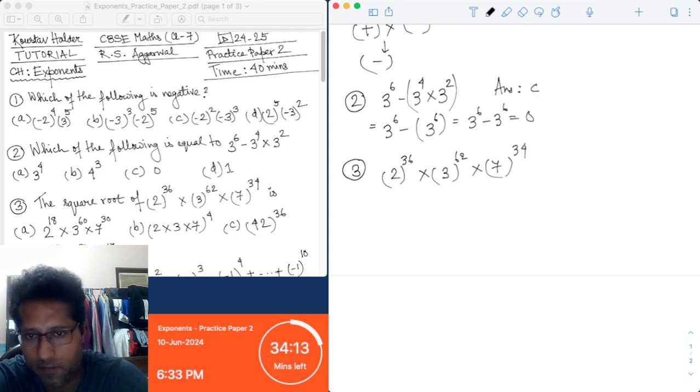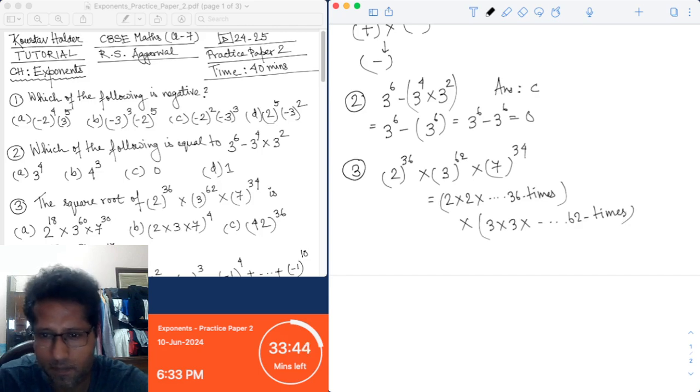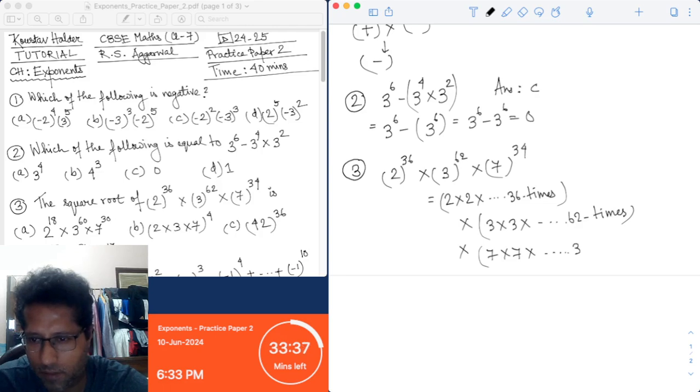2 to the power 36. So the prime factorization, this is nothing but 2 multiplied by 2 multiplied like this 36 times. If you go to the basics of the exponentials, this is nothing but 3 multiplied by 3 multiplied like this 62 times, and this is 7 multiplied by 7 multiplied by 7 like this 34 times.